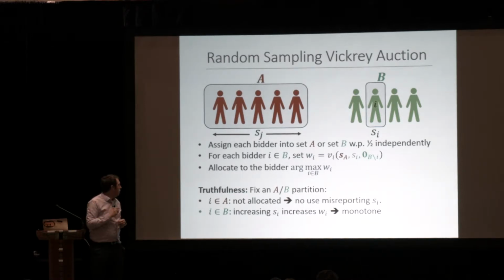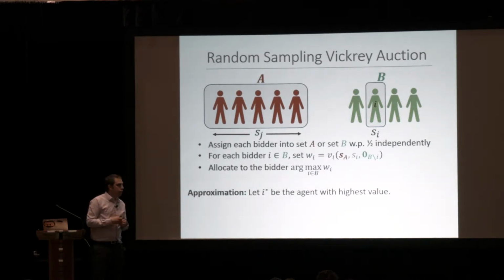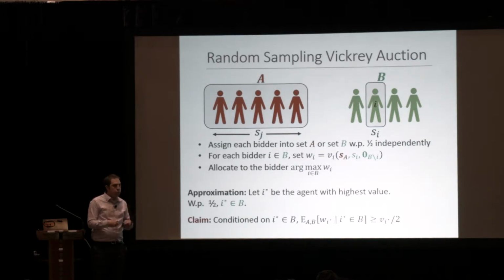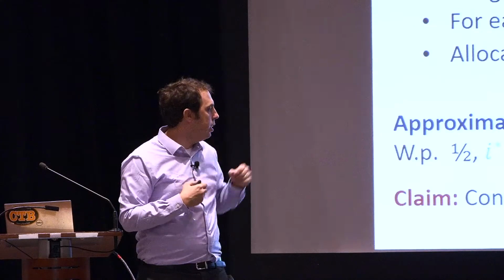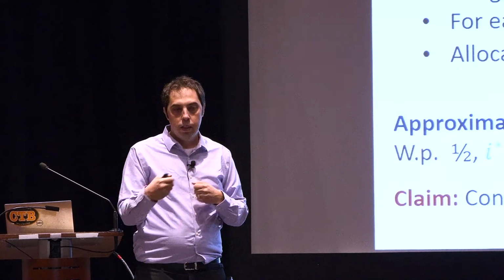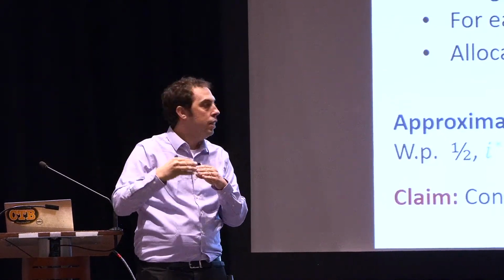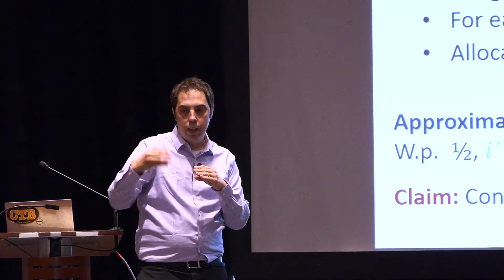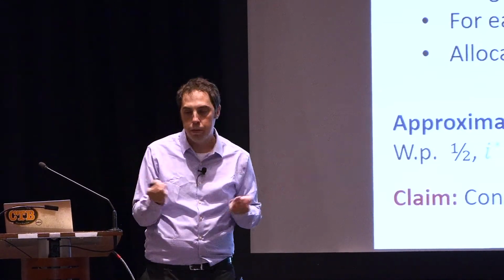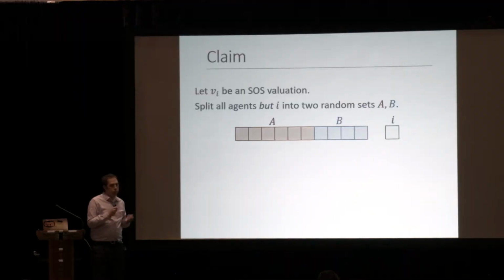So truthfulness was easy. To give you the approximation, let's look at i star, which is the bidder with the highest value overall, the true highest value. This bidder is in set B with probability half, because we do it randomly. And I'm going to claim that given that this bidder is in set B, his expected weight, his expected value with his signal and the signals of A, is at least half of his value. So the winner has to have a larger weight. So with probability half, we get in expectation half of the value of the highest one, which gives you a factor of 4 approximation. So we're going to prove this claim.